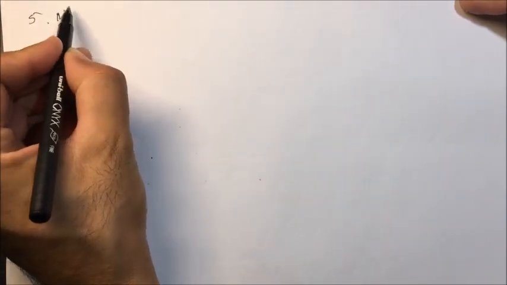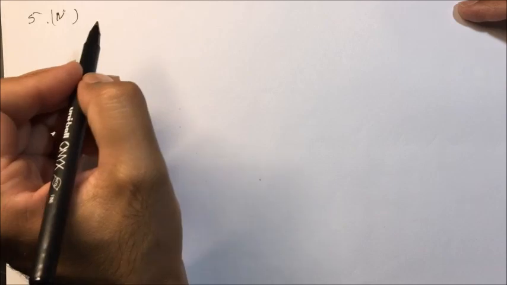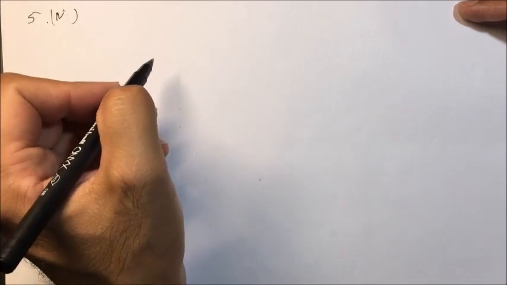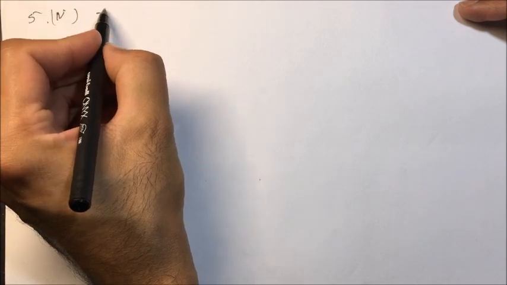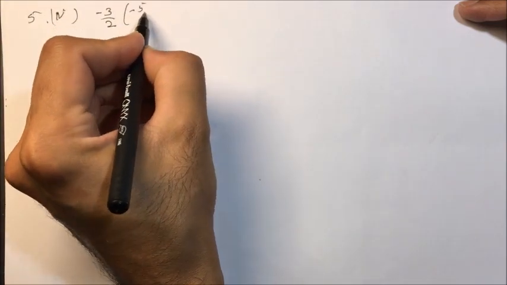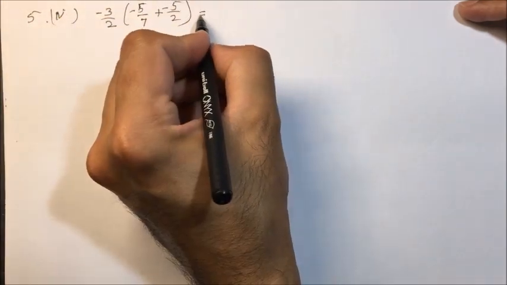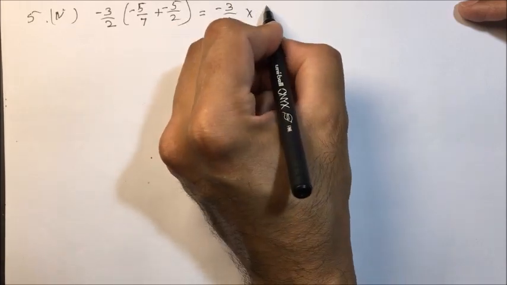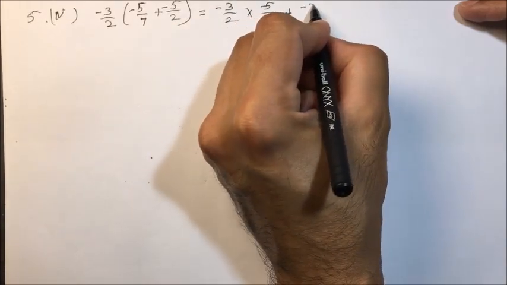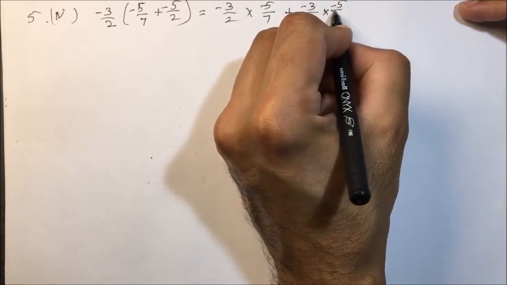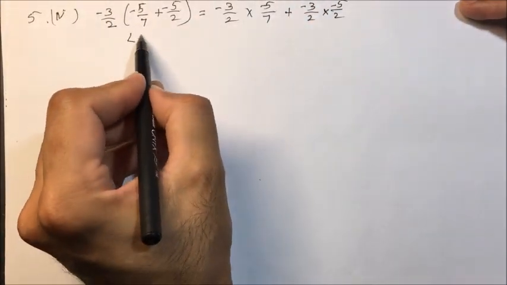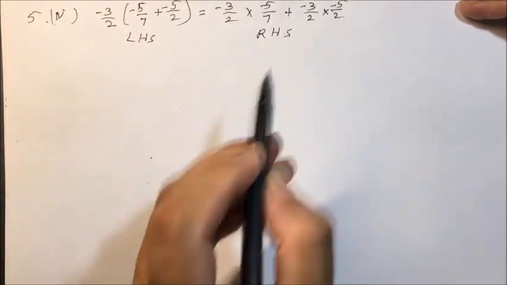Now I'll be taking some examples. Fifth question, Exercise B, fifth, and in this the fourth part. The question given: we have to verify the distributive property. That is, minus 3 upon 2 into (minus 5 upon 7 plus minus 5 upon 2) equals minus 3 upon 2 into minus 5 upon 7 plus minus 3 upon 2 into minus 5 upon 2. We have to verify that left hand side equals right hand side.